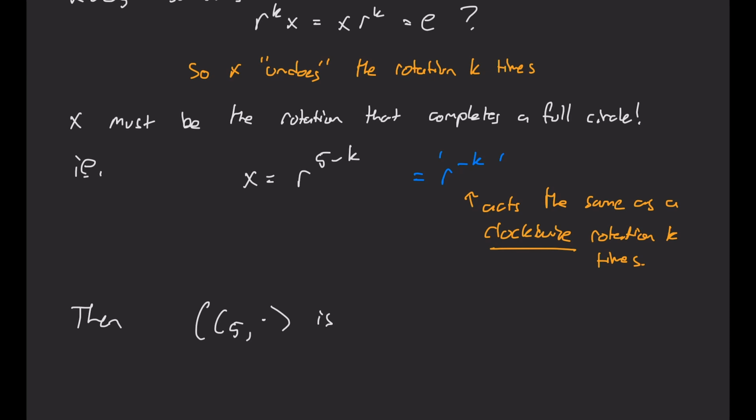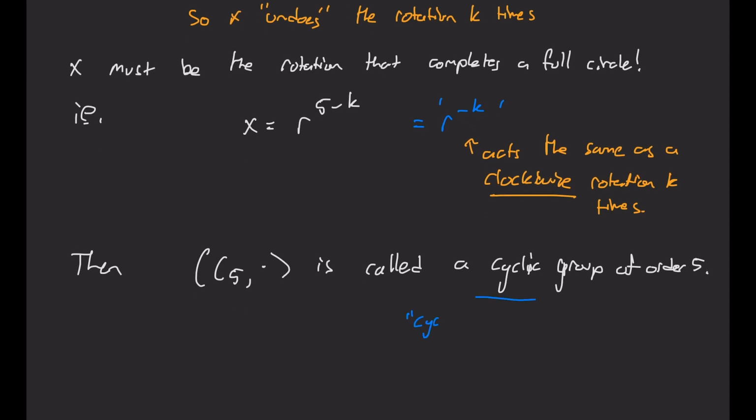Okay, so C_5 with this multiplication is called a cyclic group of order 5. So that cyclic part comes from the fact that we're cycling our vertices. It's kind of going around in a circle. And the order 5 refers to the size of our set. So there's 5 elements in that set.